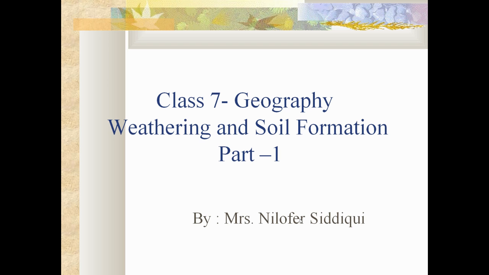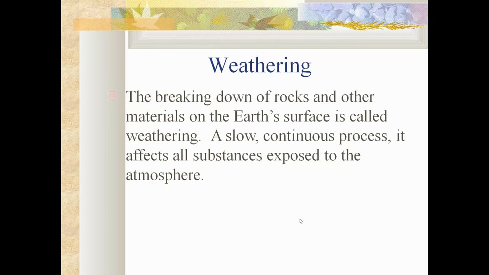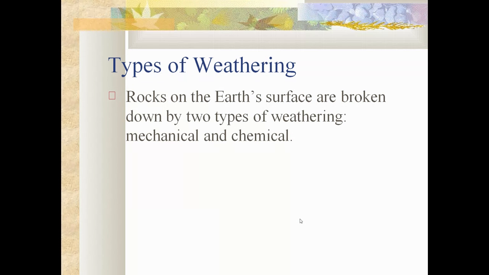Today I am going to explain the fourth chapter of geography, weathering and soil formation. Weathering is the breaking down of rocks and other materials on the earth's surface. It is a slow, continuous process. It affects all substances exposed to the atmosphere.